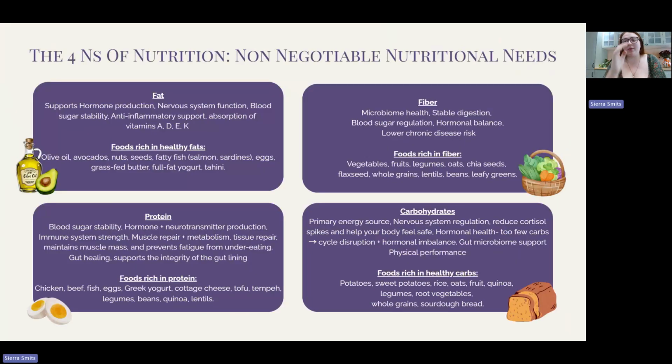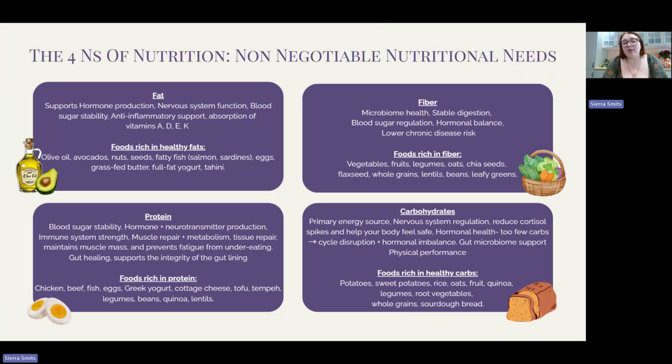The next step in these 7 things is the 4 N's of nutrition. That's what I call the non-negotiable nutritional needs, the 4 N's. Number 1 is fat. Fat supports hormone production, your nervous system production, blood sugar stability, anti-inflammatory support, absorption of vitamins A, D, E, and K. That's specifically because those are fat-soluble vitamins. If your diet does not contain enough fat or the right fat, you can't absorb those vitamins, and those are essential nutrients.